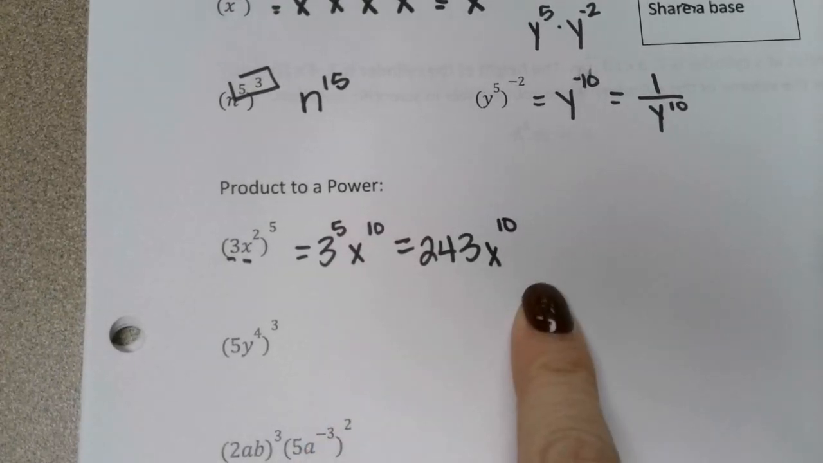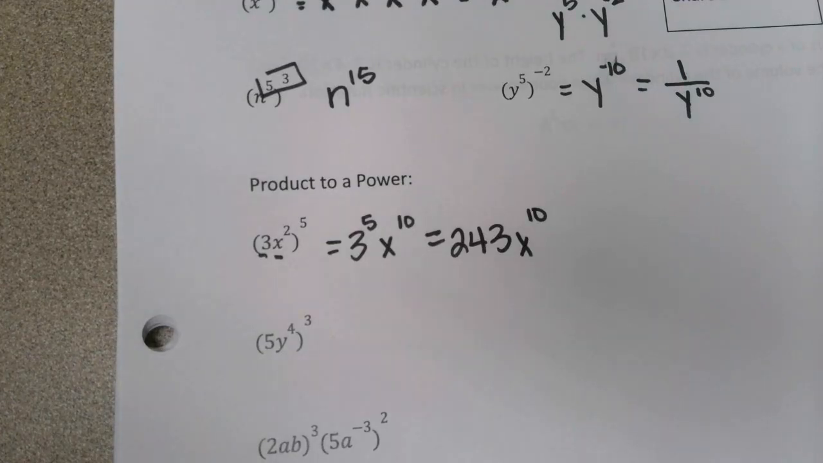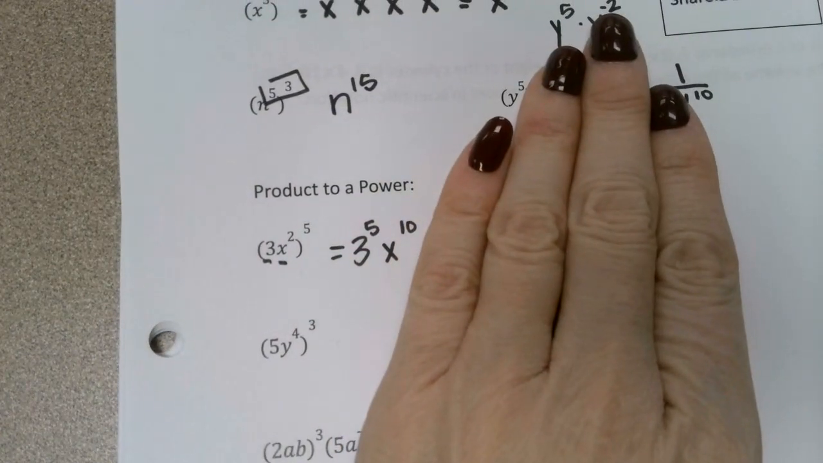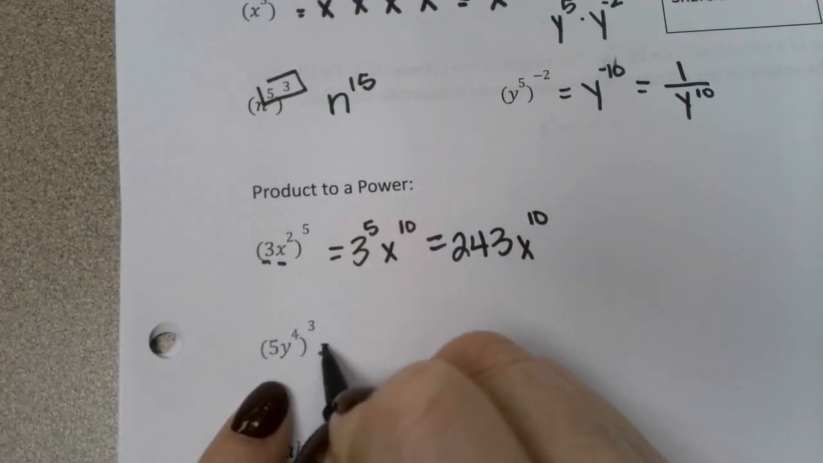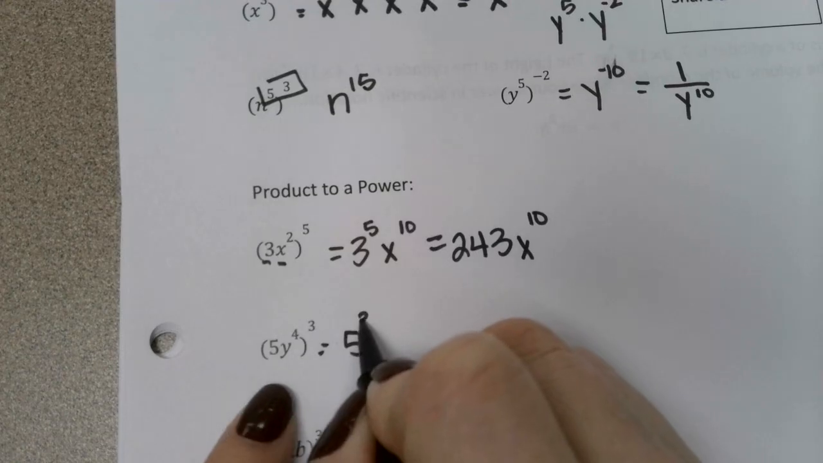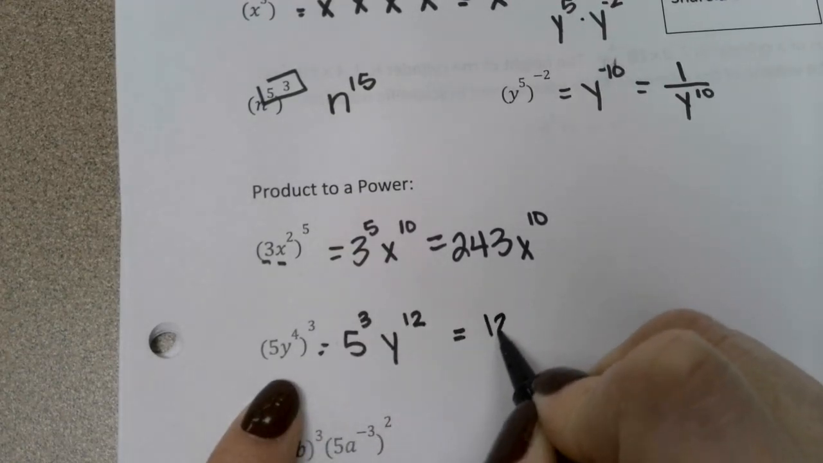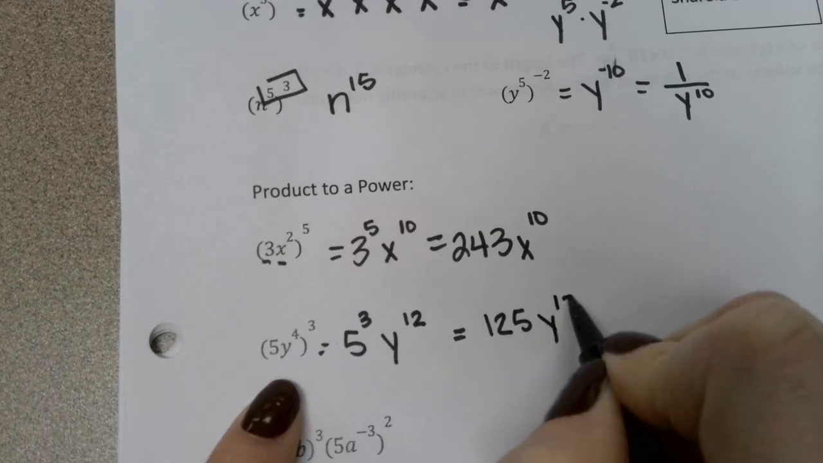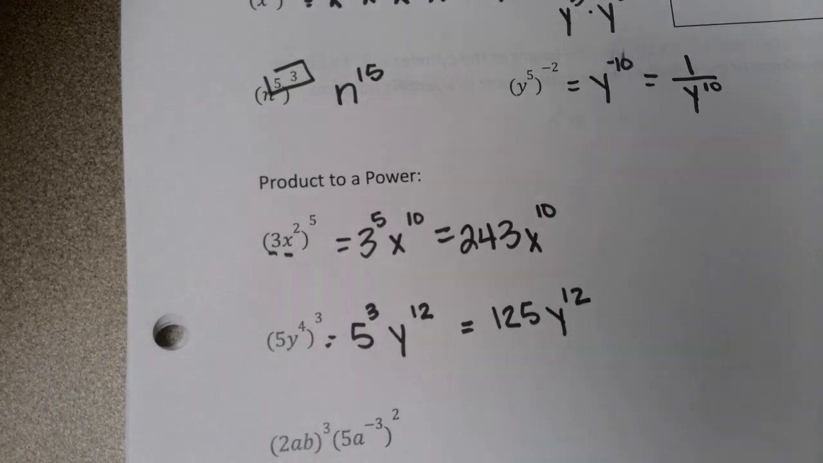And you want to simplify completely when the directions say simplify. Sometimes they'll say like rewrite it with the same base. Then you would just write that. But when it says simplify, you do that. All right, so then this one would be 5 to the 3rd and y to the 12th, giving you 125 y to the 12th.